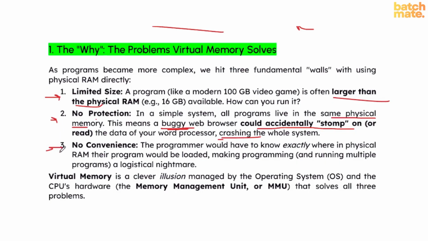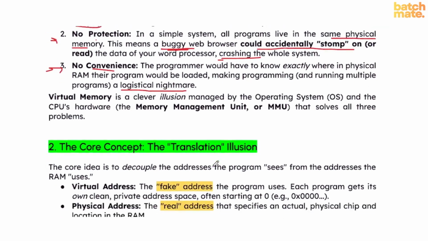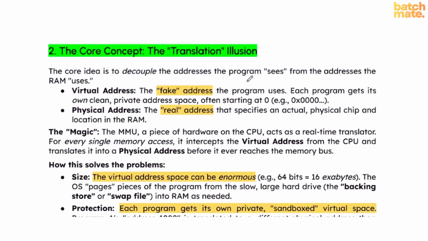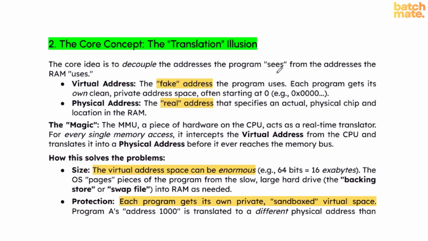And third, no convenience. This is a nightmare for programmers. If you had to manage physical RAM directly, you would have to know exactly which memory cell address to use. It's a logistical nightmare. So, how do we solve this? We lie. The core idea of virtual memory is to decouple, or separate, the address the program thinks it has from the address the RAM actually uses.